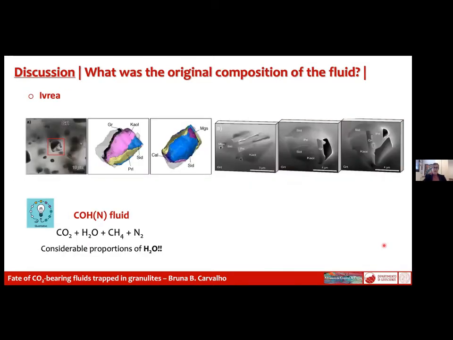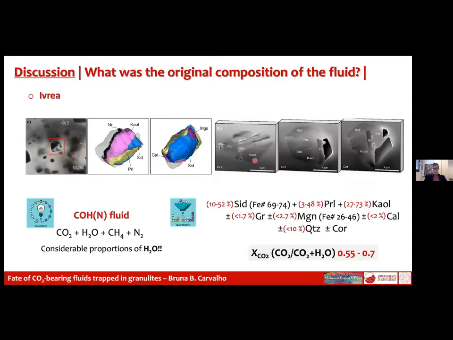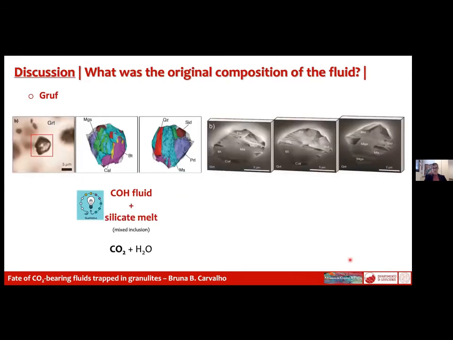The Ivrea case is more or less similar. We have a COHN fluid, but with considerable proportions of H2O, since we saw the presence of not only pyrophyllite, but also kaolinite. And the quantitative estimate indicated an XCO2 between 0.55 and 0.7.